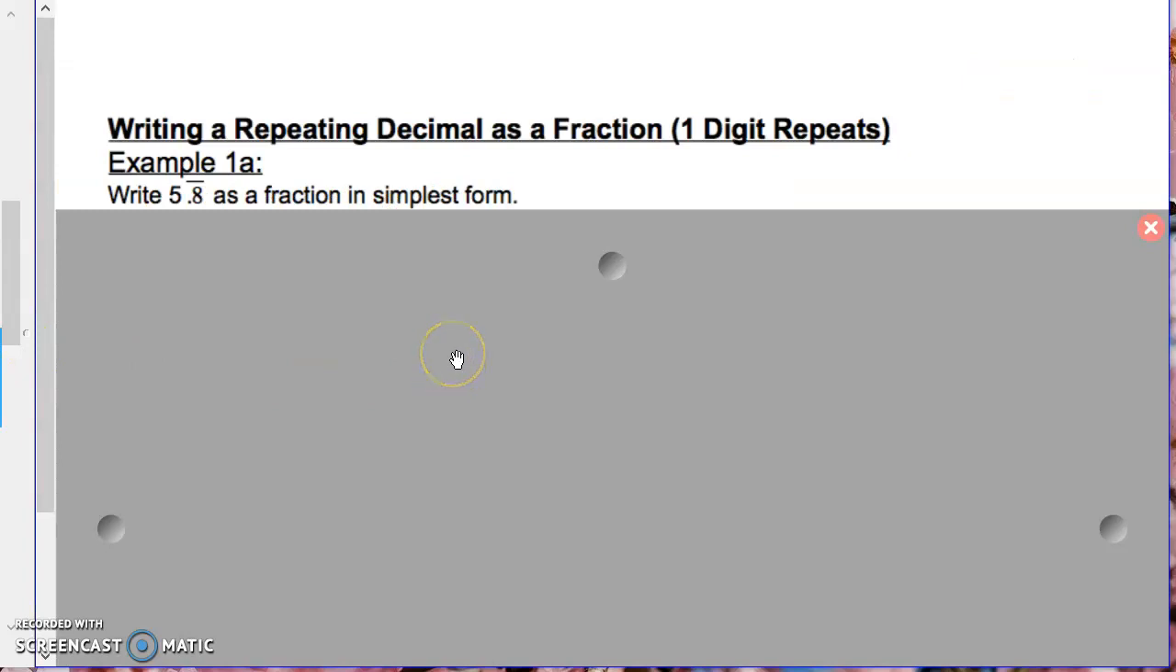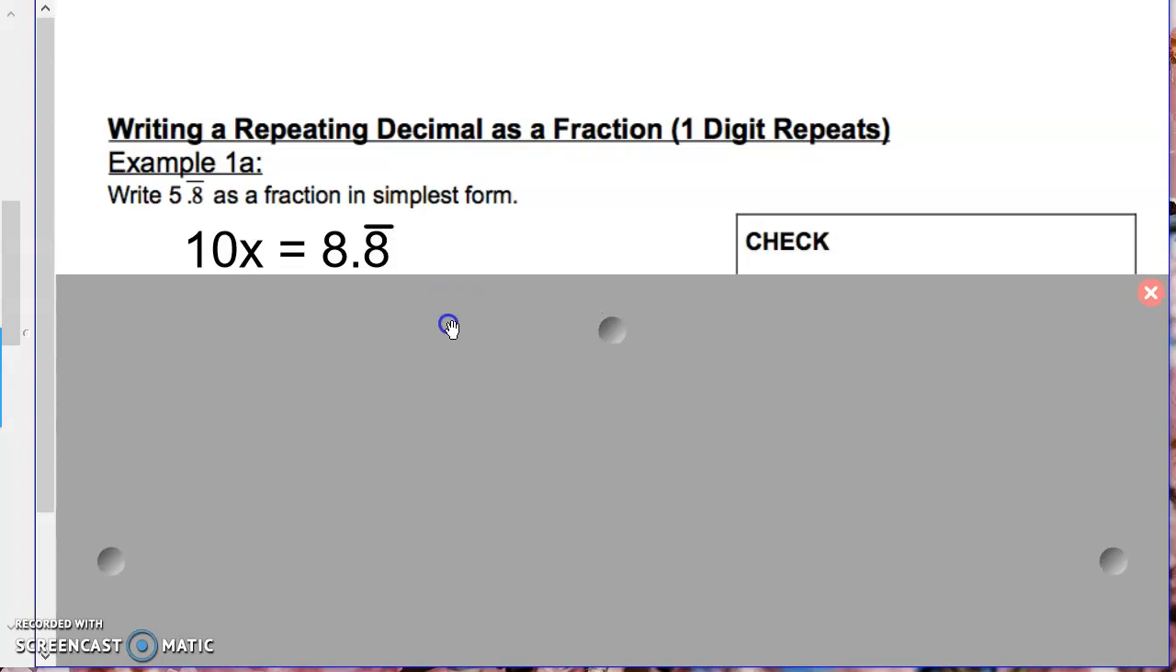So example 1 says, write 5.8 repeating as a fraction in simplest form. Well, the first thing I want to not worry about is the 5. I want to just focus on the 0.8 repeating. That's one digit that is repeating. So like they said, multiply both sides by 10. So 0.8 repeating times 10 would give me 8.8 repeating, and x times 10 would just be 10x.